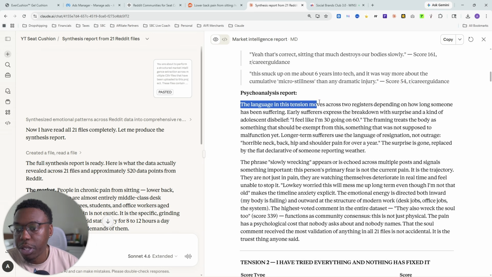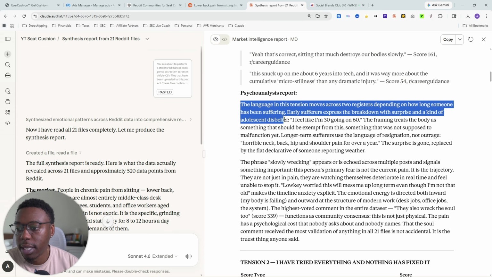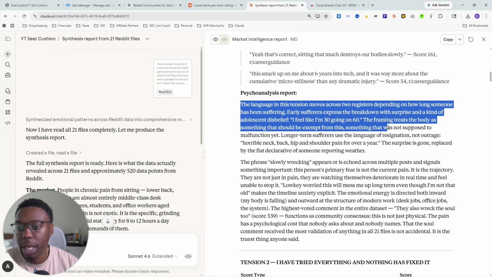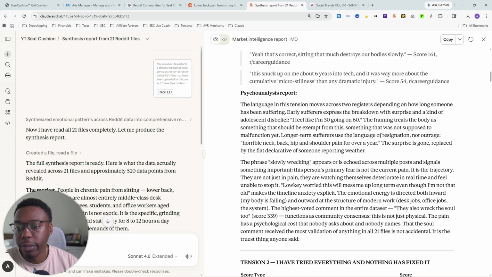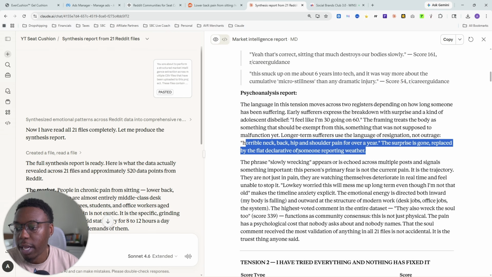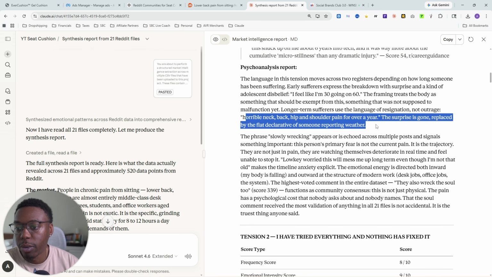The language in this tension moves across 2 registers, depending on how long someone has been suffering. Early sufferers express the breakdown with surprise and a kind of adolescent disbelief. I feel like I'm 30 going on 60. The framing treats the body as something that should be exempt from this, something that was not supposed to malfunction yet. Longer-term sufferers use the language of resignation, not outrage. Horrible neck, back, hip, and shoulder pain for over a year. The surprise is gone, replaced by the flat declarative of someone reporting weather.